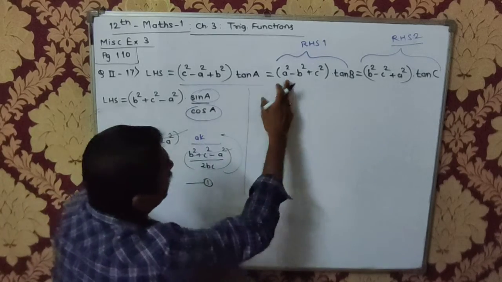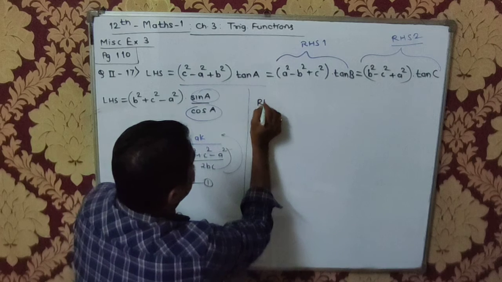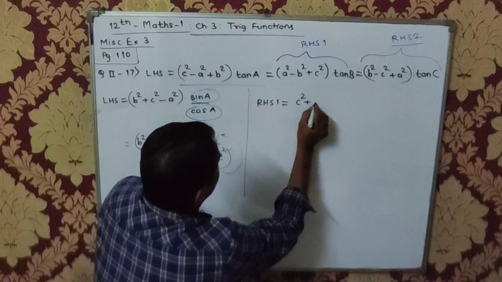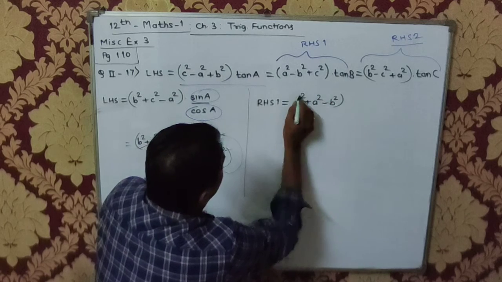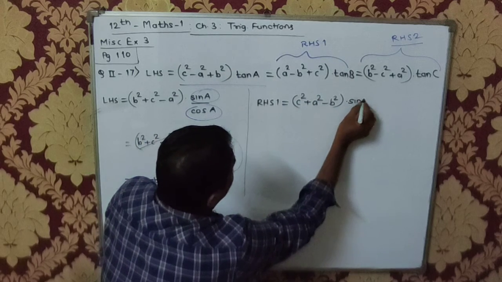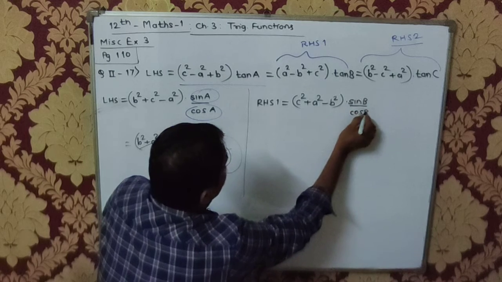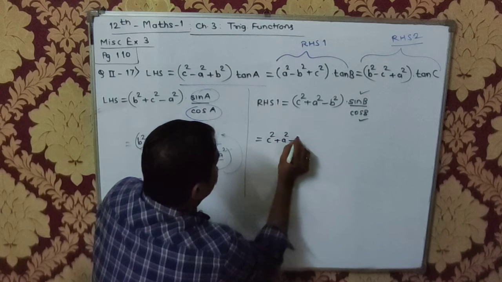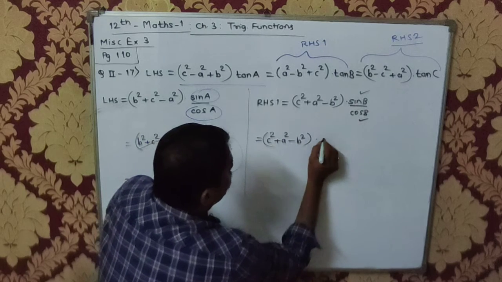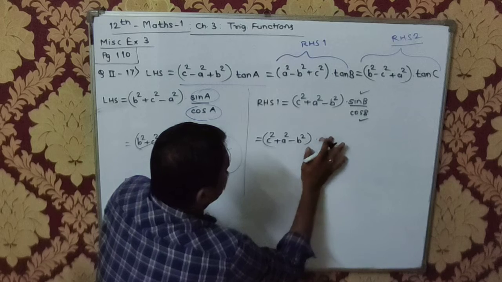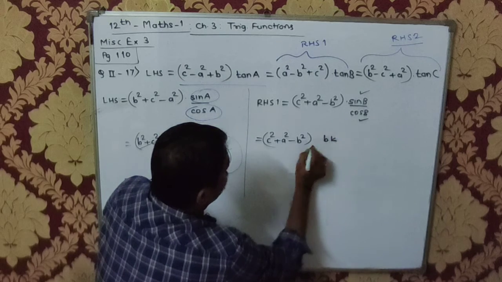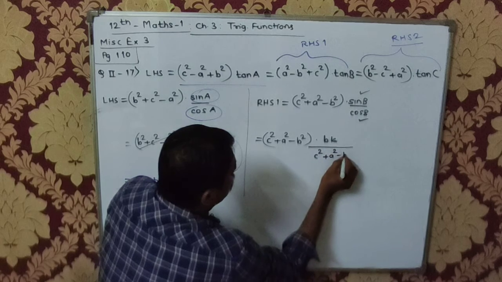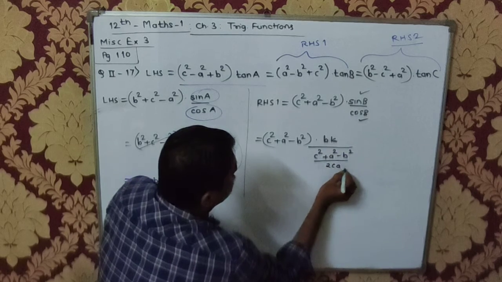Same expression for RHS1 as well as RHS2. Have a look at this. RHS1 अगर मैं लिखूँ तो ये होगा c square plus a square minus b square into tan b. I'll write it as sin b upon cos b. Again I'll use sine rule here and cosine rule here. So that is equal to c square plus a square minus b square. Sin b is bk. This is bk sine rule, and cos b is c square plus a square minus b square upon 2ca.